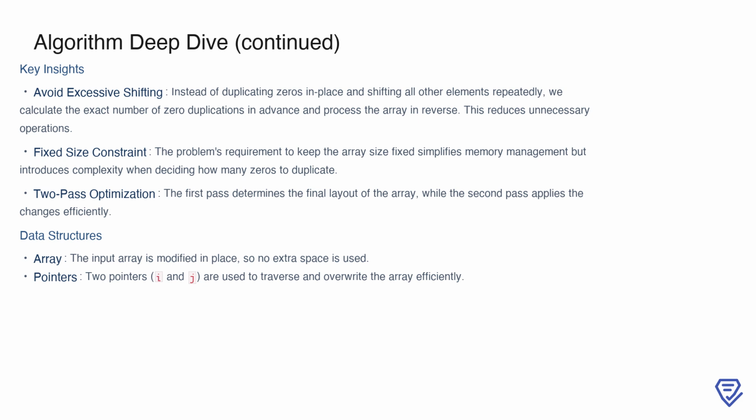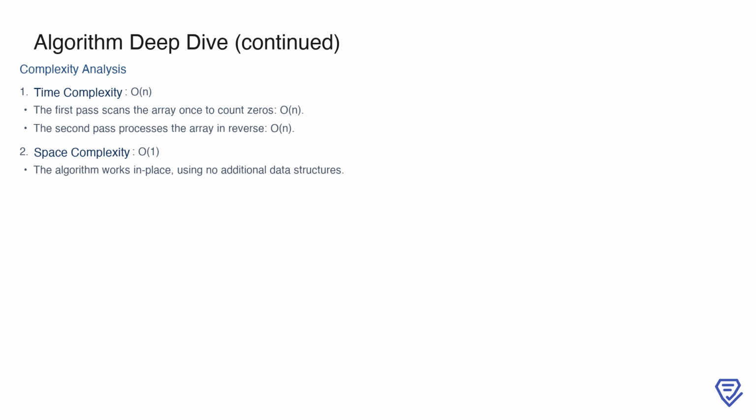The first pass focuses on determining the final arrangement of the array, while the second pass applies these changes systematically. For data structures, we rely entirely on the input array itself, modifying it in place. 2 pointers, i and j, allow us to traverse and overwrite the array efficiently, ensuring the solution remains both space and time optimal. Analyzing the complexity of this solution, we find it highly efficient.